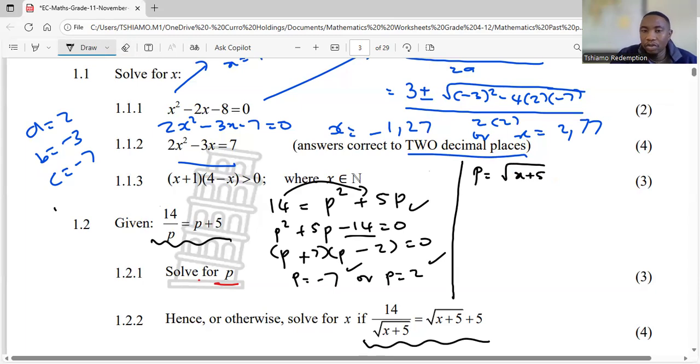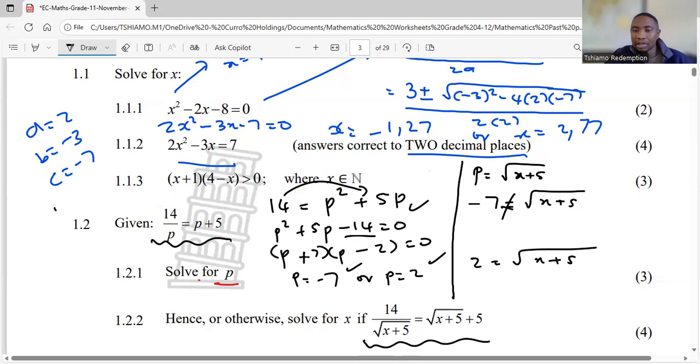And I have two values of p, which is -7 and 2: the square root of x plus 5. So this one won't be applicable. We can go through it and check it and put it inside, but remember, we can't have the square root of a negative number, it's not real. So we're just going to be working with this one.